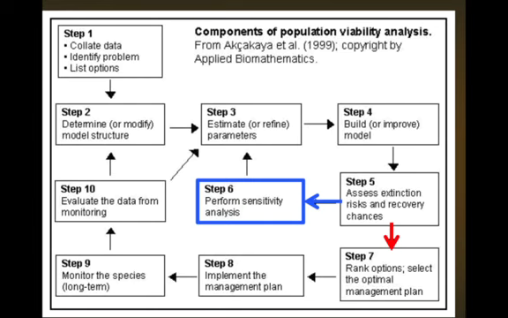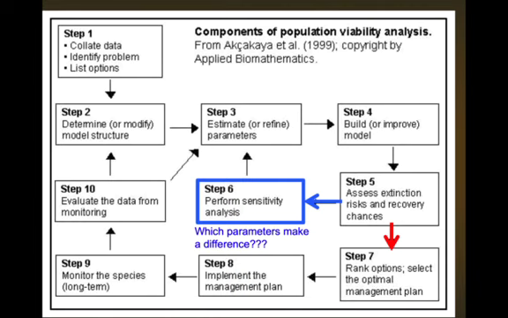Eventually you can see going from step 7, we go over to 8 where we implement the management plan, step 9 where we monitor the species long term, step 10 where we evaluate the data from monitoring, and then we go back and if we need to, we modify our model and we do it over and over again. So this is just like what I was showing you before. The biggest difference here is whether after step 5 we go ahead and rank our options, or we do a sensitivity analysis to figure out which parameters are having the most important effects in our model.